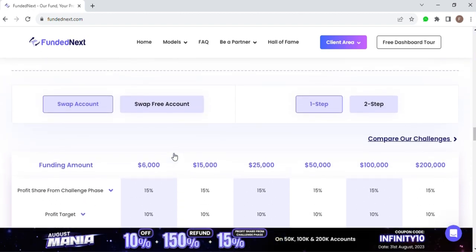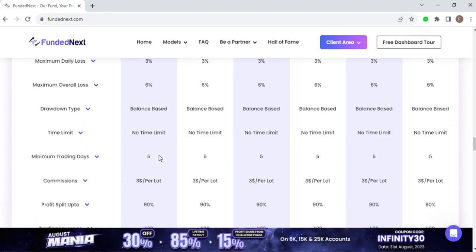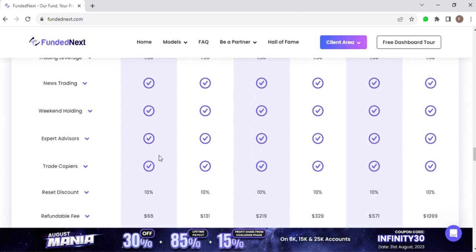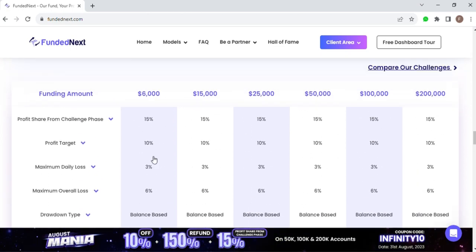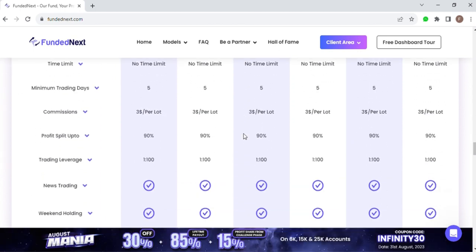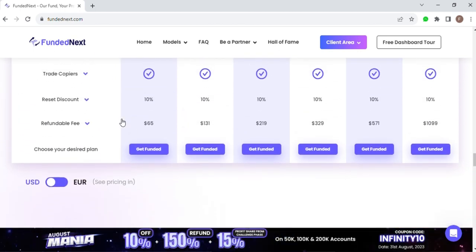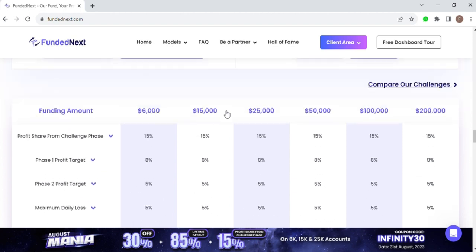So let's just go to the difference between Swap and Swap-free. So the difference is just the price. Swap account is cheaper than Swap-free account, so you can see it all over here. And also if you go to two step, it's going to be the same price. Let's scroll up and see. Okay, you can see also it's the same price, but the difference is that Swap account is cheaper than Swap-free account. So that is just it.